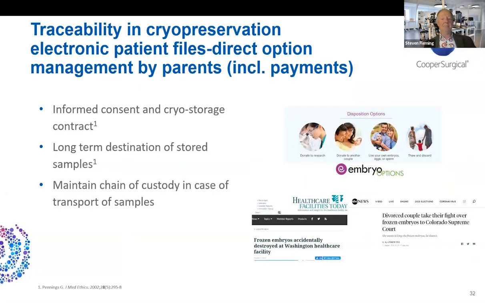And recently, digital cryostorage and billing programs such as Embryo Options have been introduced to help clinics administer and track their patients' embryos while in cryostorage and when transported between IVF centers. Again, such a system ensures informed consent for cryostorage, disposal, or donation to other patients or to research. And it's a great system, for example, for auditing your cryostorage tanks.